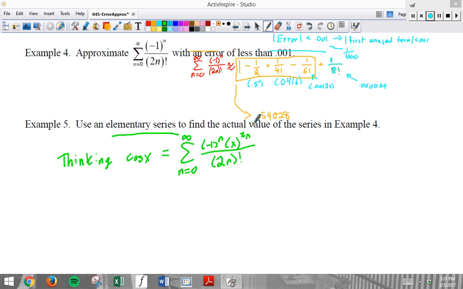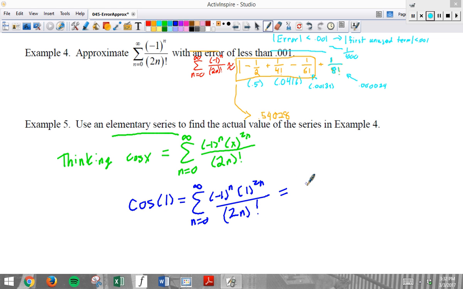Yay. So that's cosine of x. So what would x have been if there were no x in here? If you thought, oh, I bet it's cosine of 1, because replacing the x with 1 would do that. And 1 to the 2n is just 1. Look how fast I'm writing. See? And that matches that. Matchy matchy.